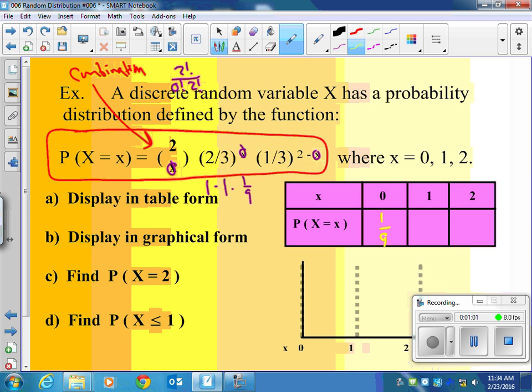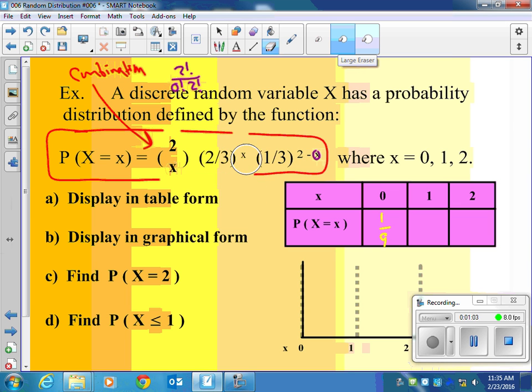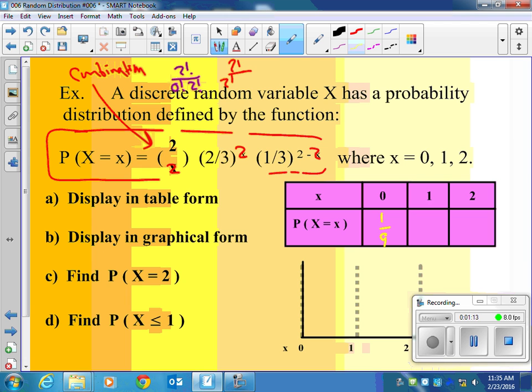Okay, let's go put the 2 in this time. I'm going to skip the 1. Put a 2 in this time. So 2 choose 2 is 2 factorial over 2 factorial times 2 minus 2, or 0. Oh, wait, what's that going to be? Still 1. 2/3 to the second is 4/9. 1/3 to the 0 is still 1. So this one is just going to be 4/9.